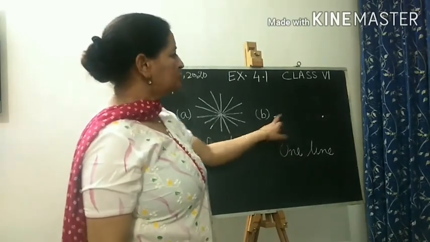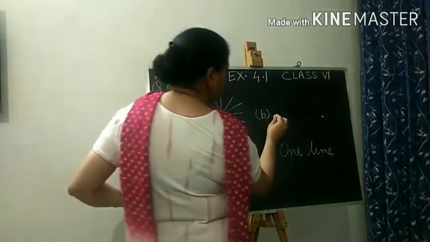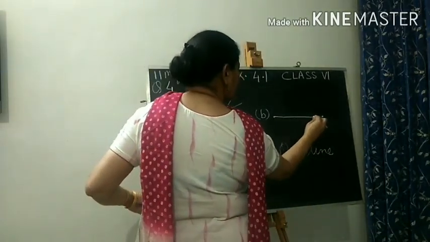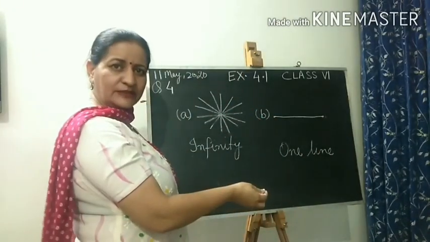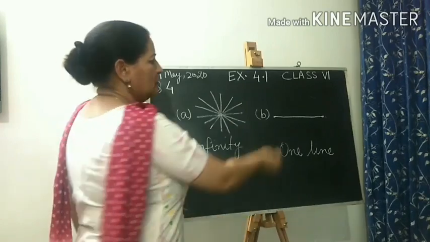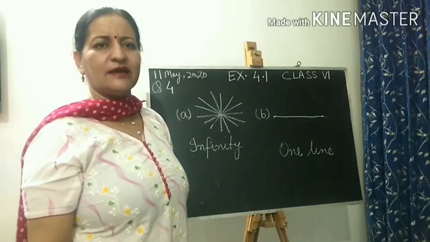Now we have two given points. Take any 2 points and just try to make a line between them. Can we draw any other line between them? No, it is not possible. So only one line can be drawn if two points are given.